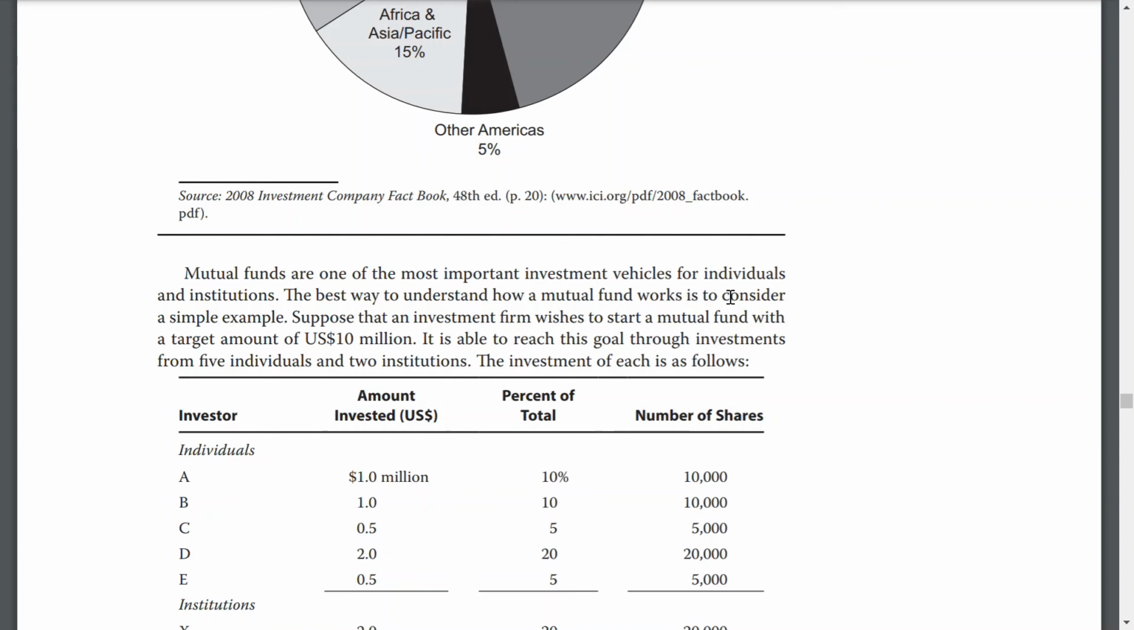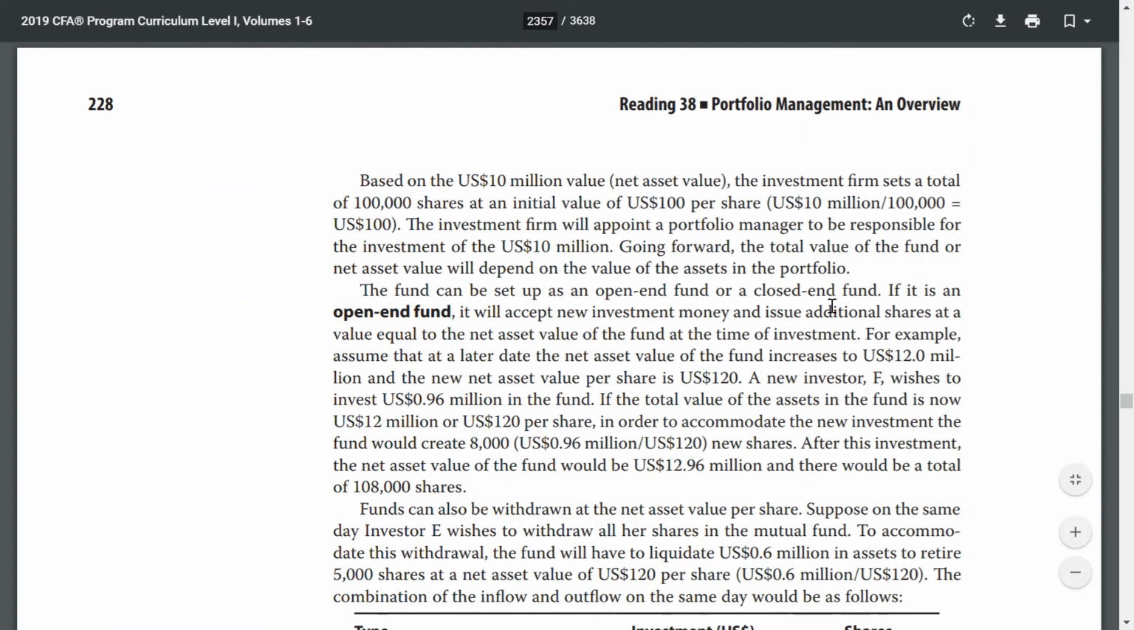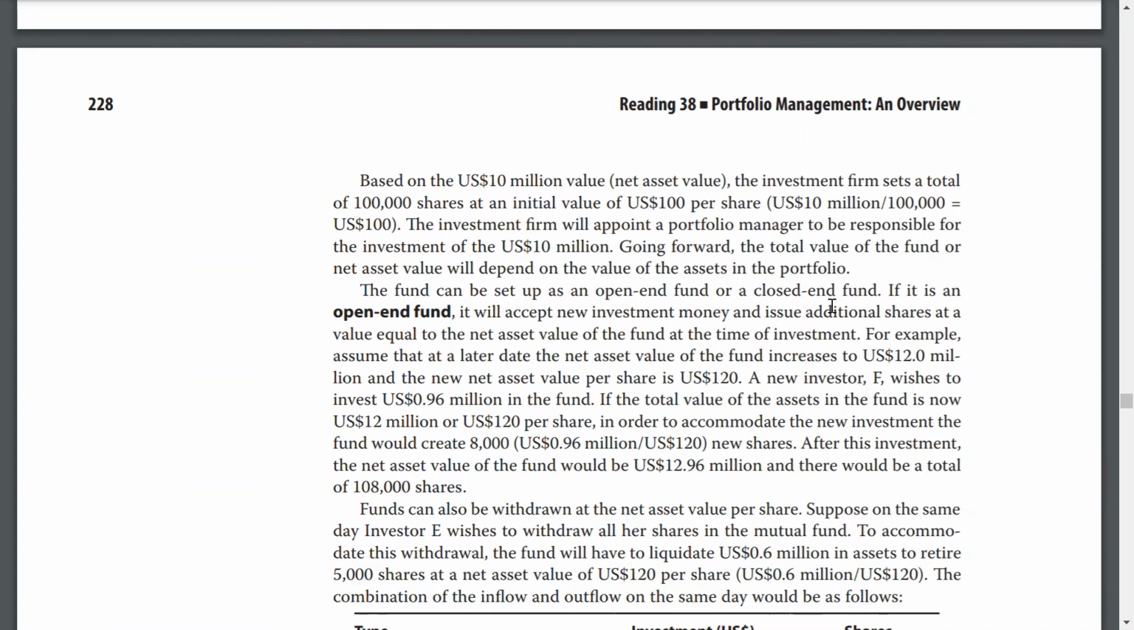The investments of each of them total 10 million US dollars of net asset value. The investment firm sets a total of 100,000 shares and an initial value of $100 per share. The investment firm will appoint portfolio managers to be responsible for the investment of US$10 million. Going forward, the total value of the fund, or net asset value, will depend on the value of the assets in the portfolio. The fund can be set up as an open-end fund or closed-end fund.